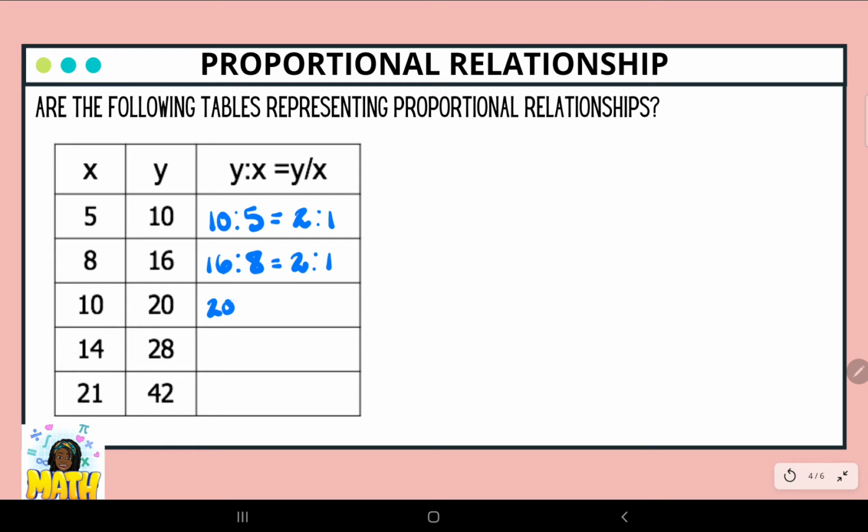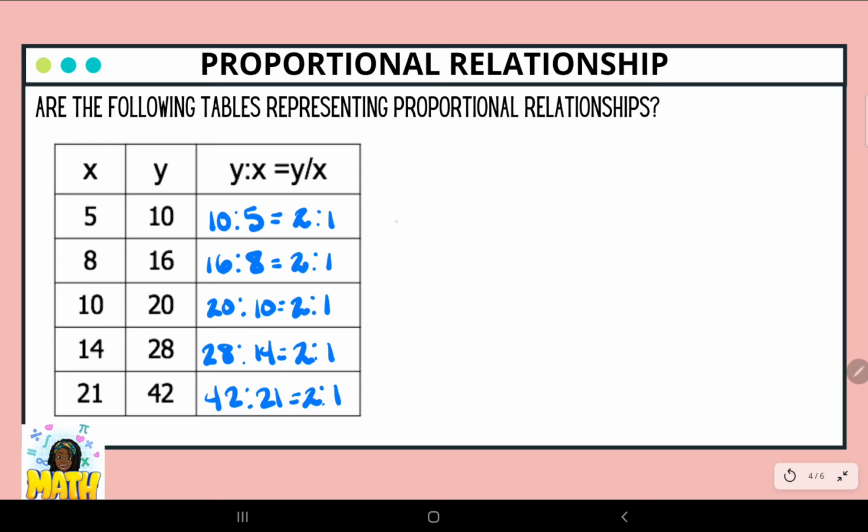20 to 10: 10 goes into itself once, 10 goes into 20 twice, so 2 to 1. The ratio of 28 to 14: 14 goes into itself once, 14 goes into 28 twice. And then last but not least, 42 to 21: 21 goes into itself once, 21 goes into 42 twice, for a ratio of 2 to 1.